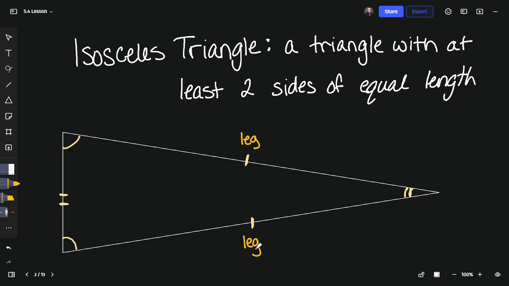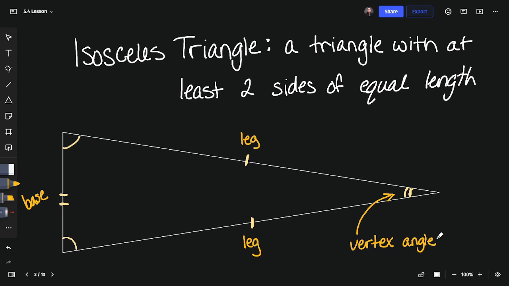The base is the side that is not congruent to the legs. That would be that side over there. The vertex angle is the angle that is opposite to the base. Opposite means across from. So we're looking at this angle over here. So that is our vertex angle.